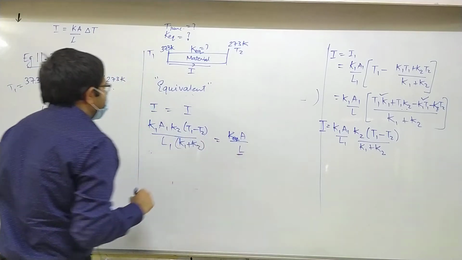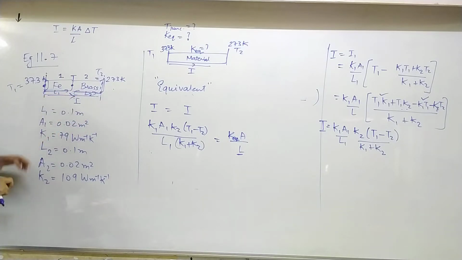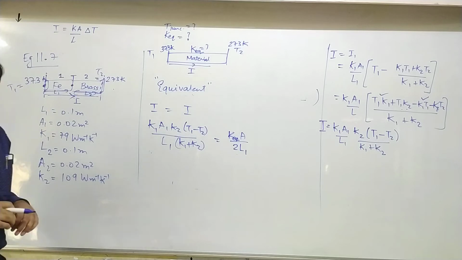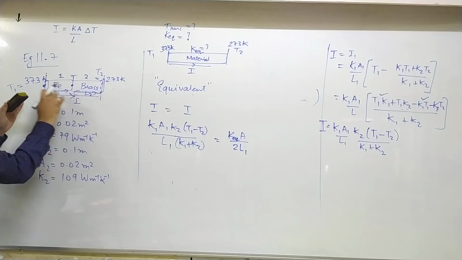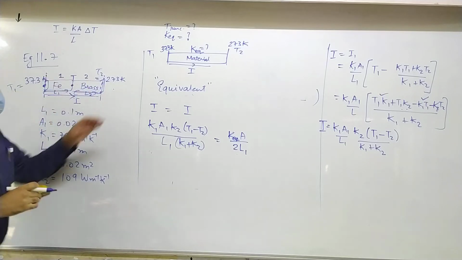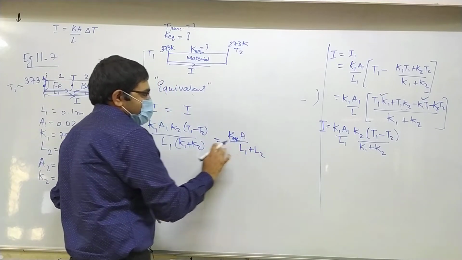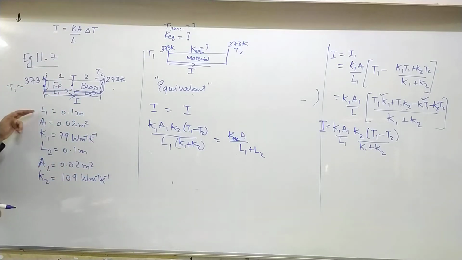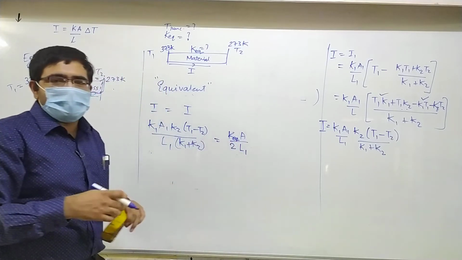What about length? Here, this one length was L1, the other length was L2. But we know both the lengths are same. So here, the length will actually be 2L1. Why is it 2L1? Because we are simply replacing all of this by this. So, frankly, it should be L1 plus L2 first. But we know that L1 and L2 are same. So, instead of writing L1 plus L2, I am writing 2L1.